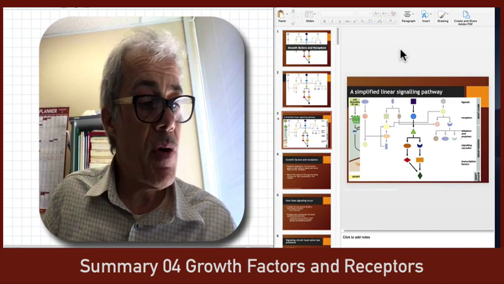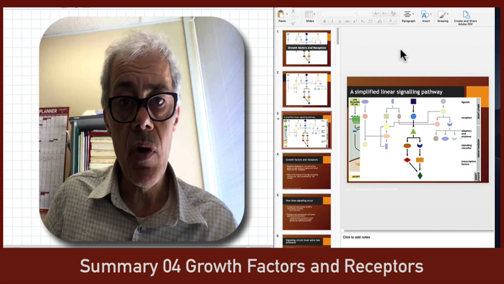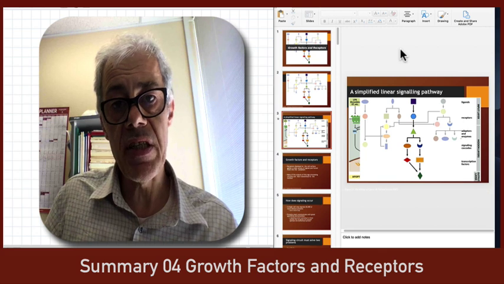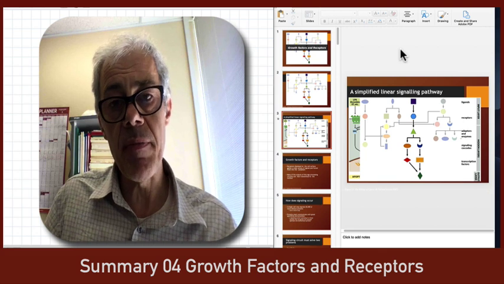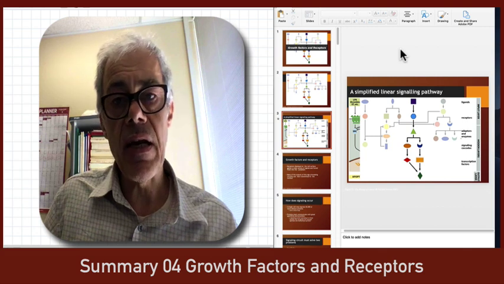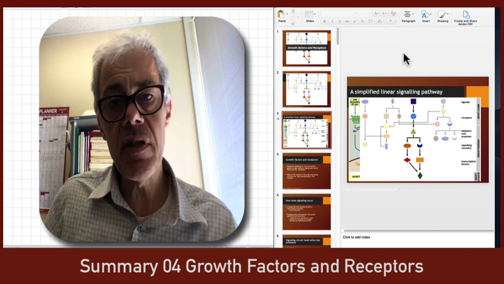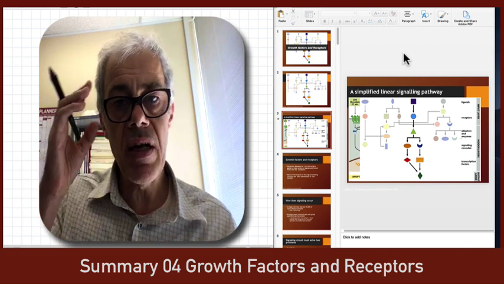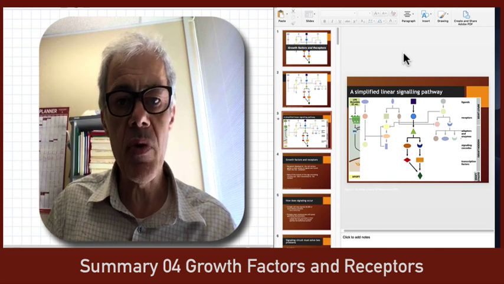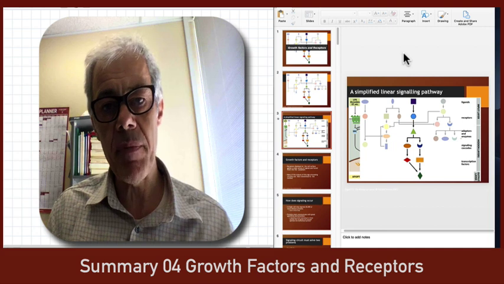Okay, so let's now move on to lecture 4, where we look at some of these signaling pathways in a bit more detail to understand how a growth factor is able to activate gene expression. Okay, and we're concerned in this lecture with understanding what a signaling pathway is. What does it mean that we have a signaling pathway?